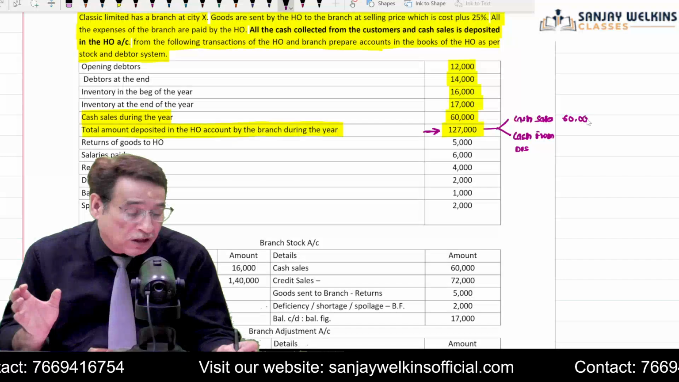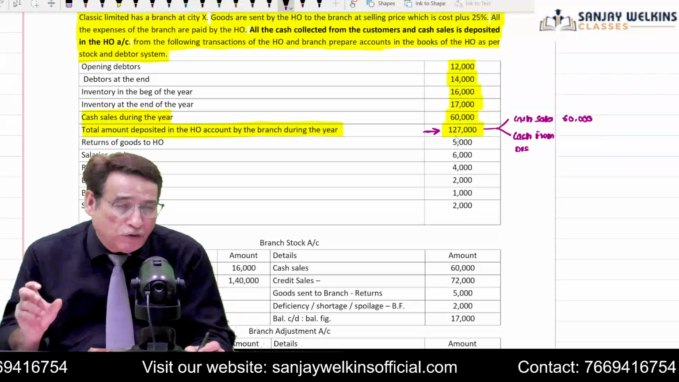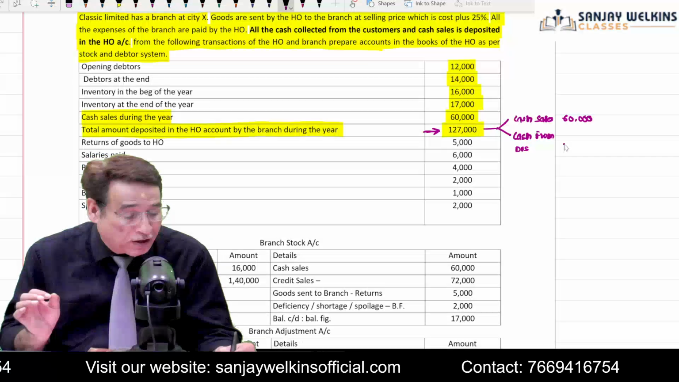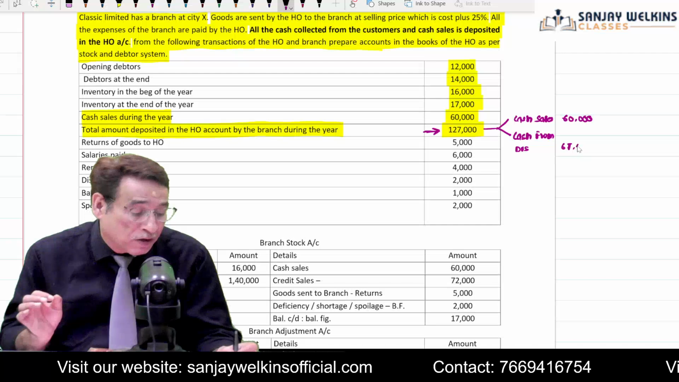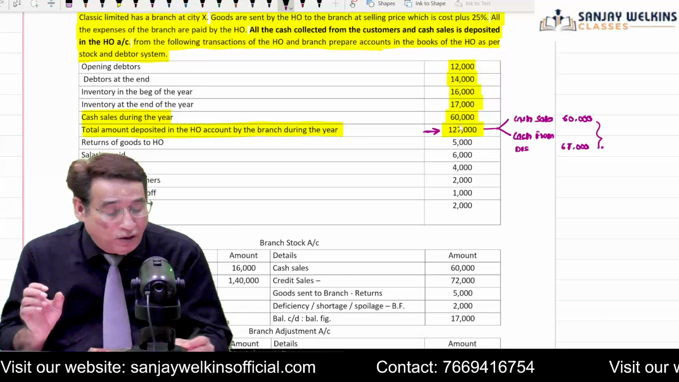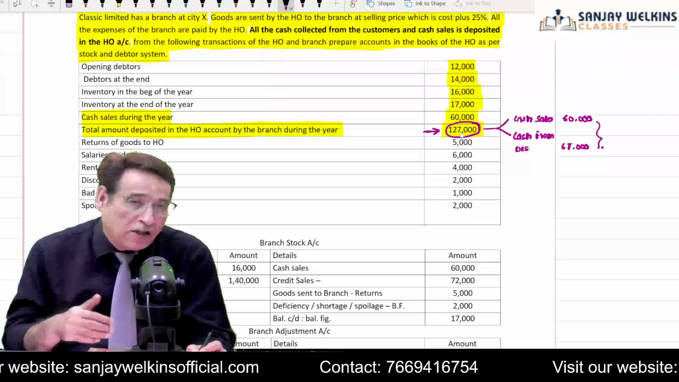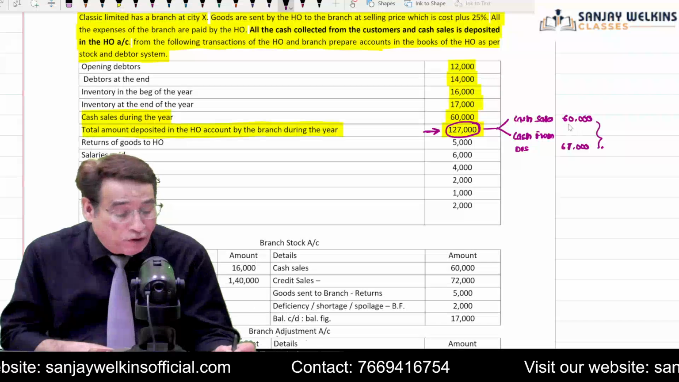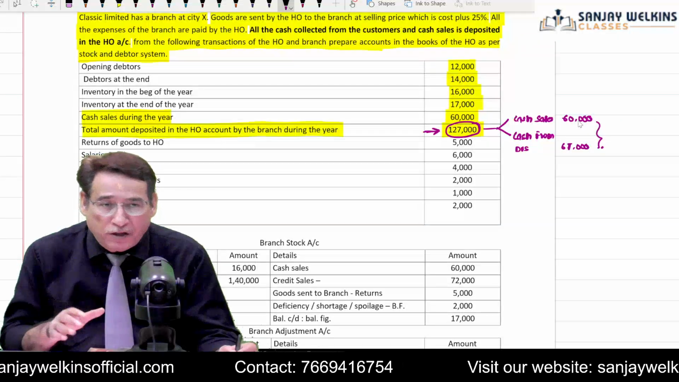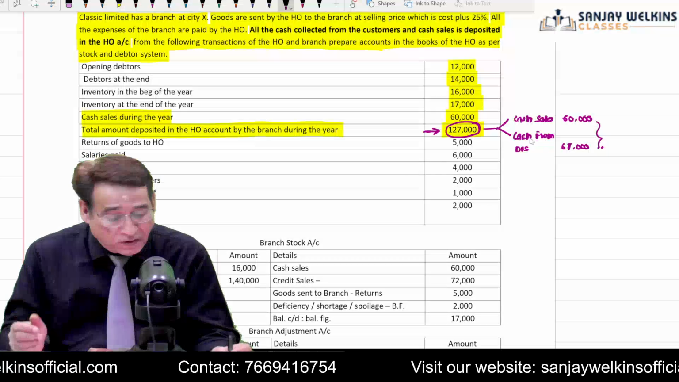Now 60,000 is the cash sales. So if 60,000 is the cash sales and the total amount deposited in the head office account is 1,27,000, we can easily infer that cash received from debtors must be 67,000. So you will not write 1,27,000 anywhere, but you will write it indirectly in the form of cash sales and cash from debtors. Cash sales, as we know, are put on the credit side of the branch stock account, while cash from debtors is written on the credit side of the debtors account.